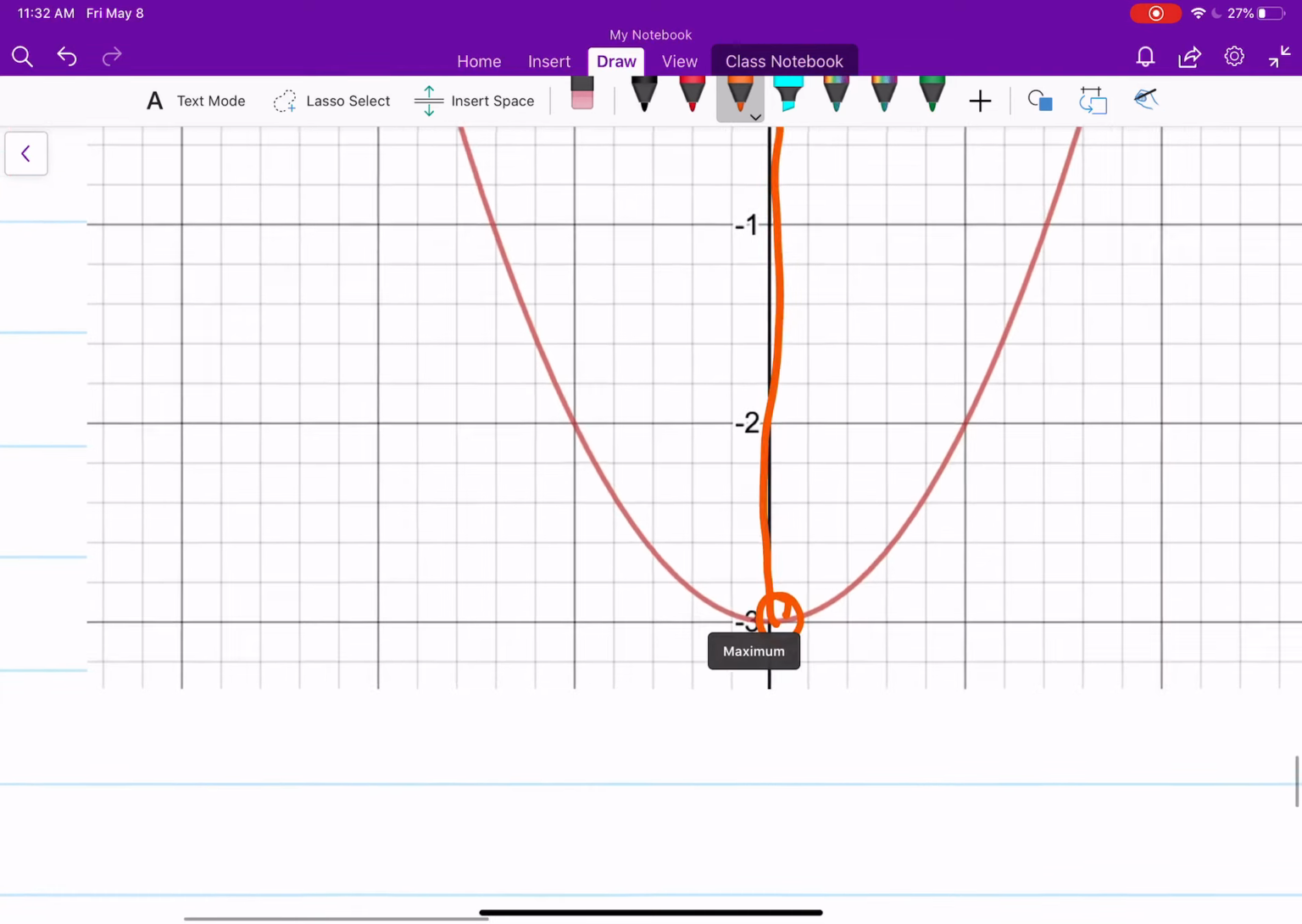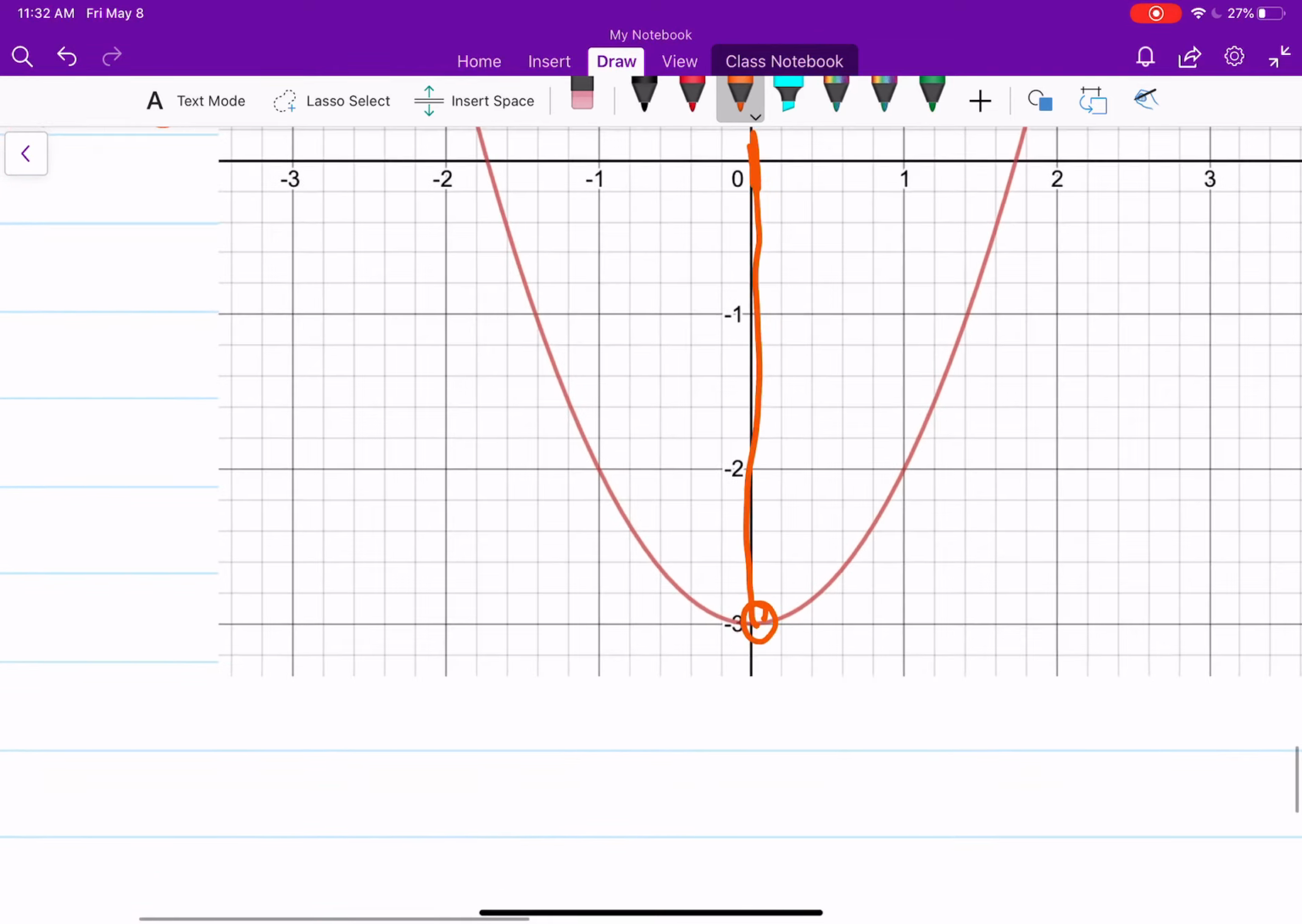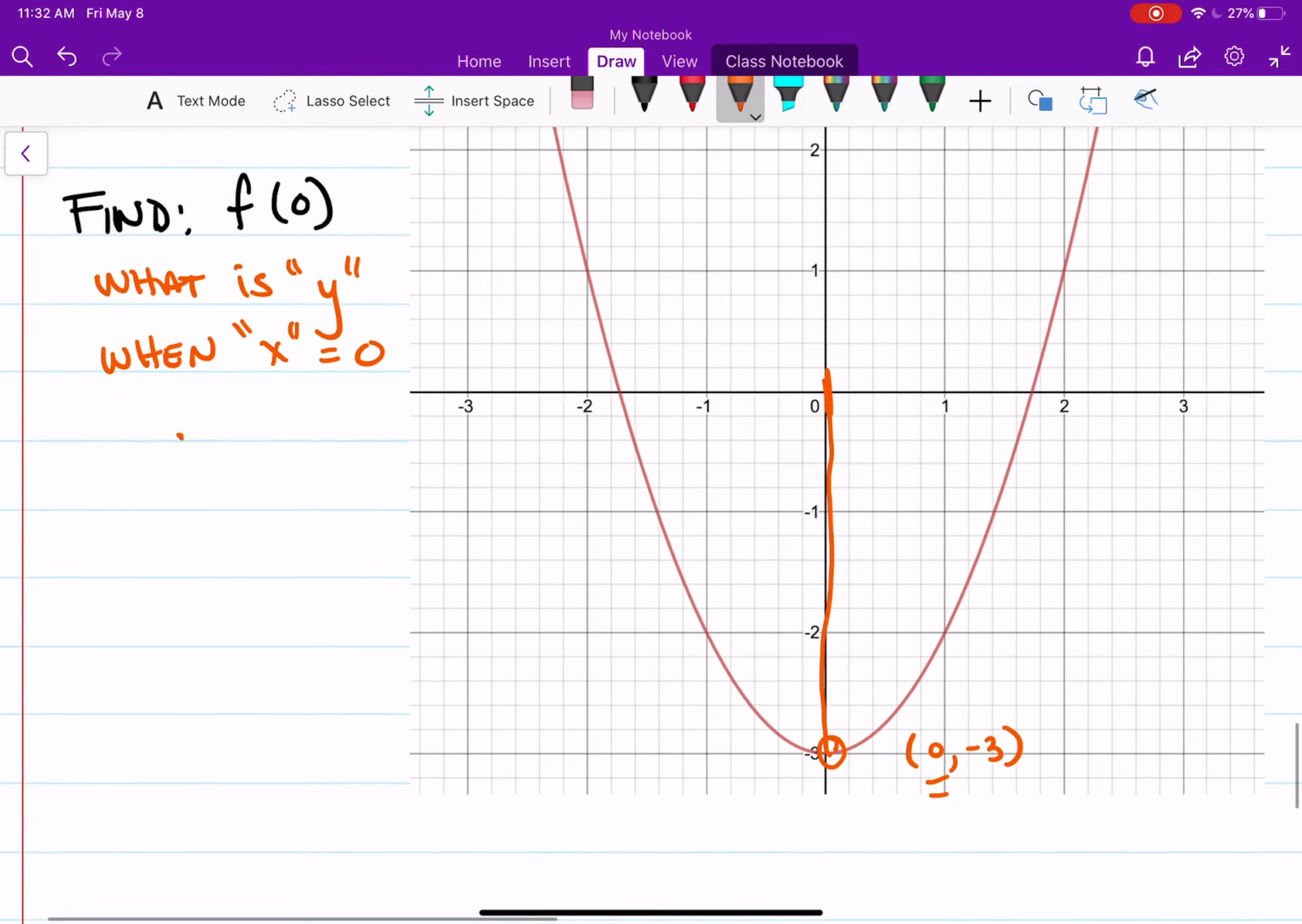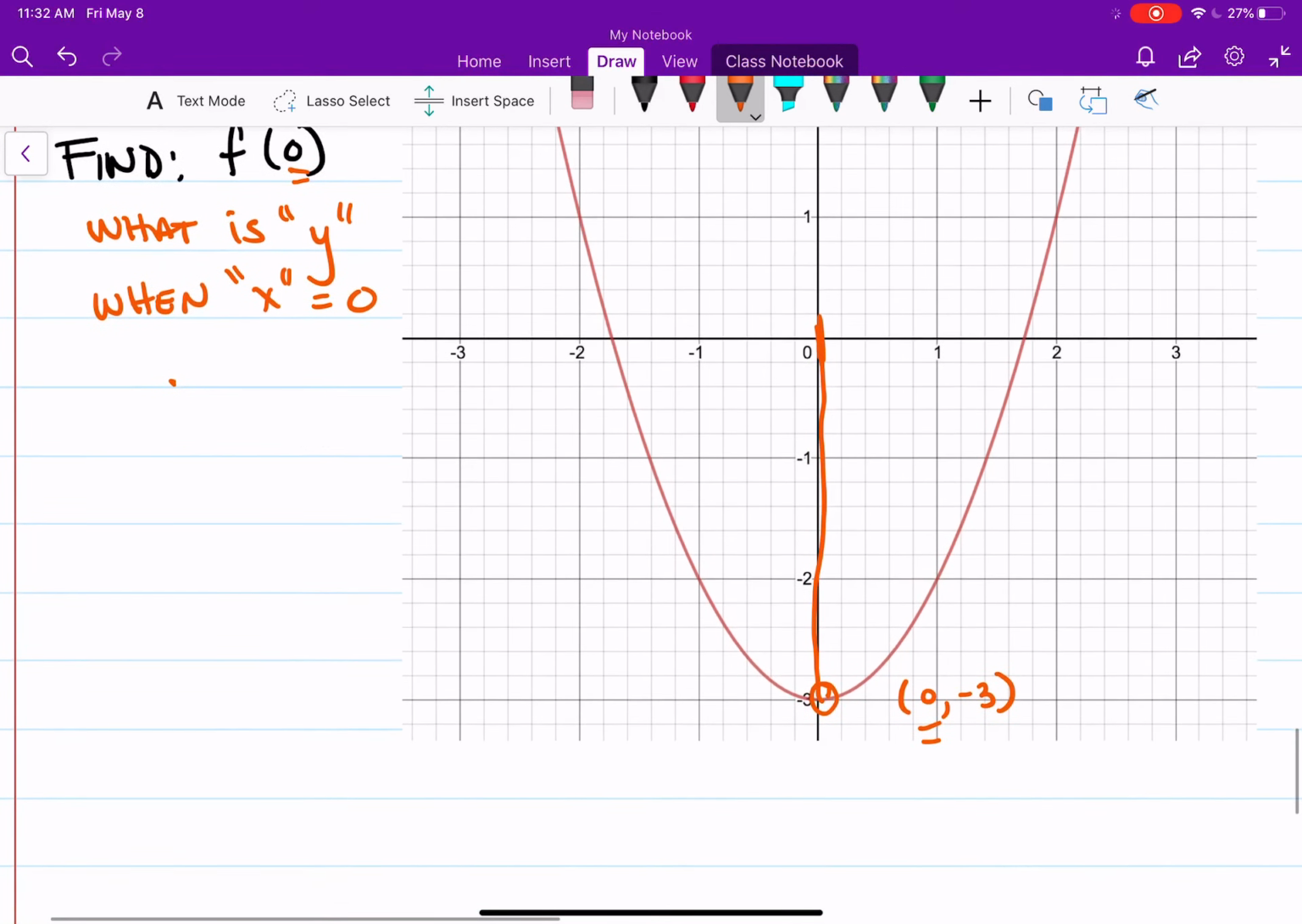Now, if you look at this point, what's that point? That point is 0, comma, -3, okay? So, look at that. X is equal to 0. My Y value is -3, okay? Everybody see that? Hopefully everybody does. So, then f of 0 is equal to -3.